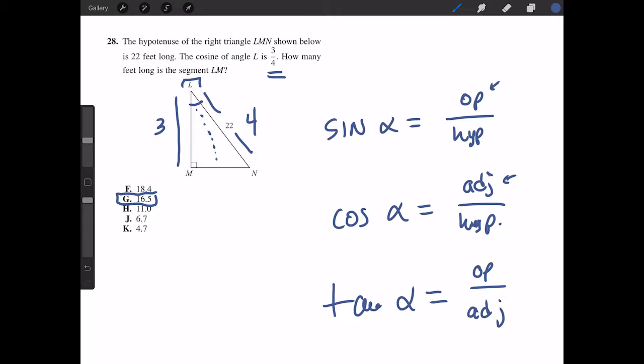And in this case, we were working with L, which meant that the opposite side would be segment MN. This is the opposite side. And then the adjacent side to that angle would be segment LM. This is the adjacent side to angle L. It would be different if we had, say, used angle N, if they had told us the measurement of the cosine of angle N. In that case, the adjacent side would have been segment MN, and the opposite side would have been segment LM. So it is important that you always consider which angle.